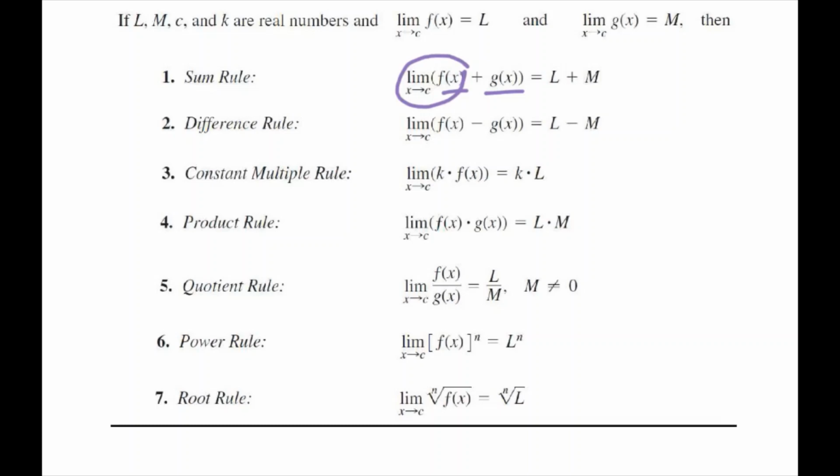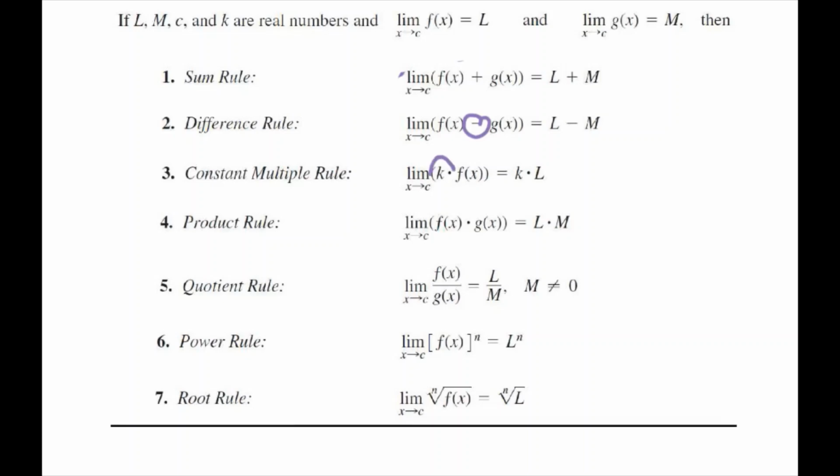Now if we consider limit of f(x) as L, limit of g(x) as M, and both of them approach the same value, then the answer will be L plus M. That's going to be also when you subtract, so you can split the limit as well.